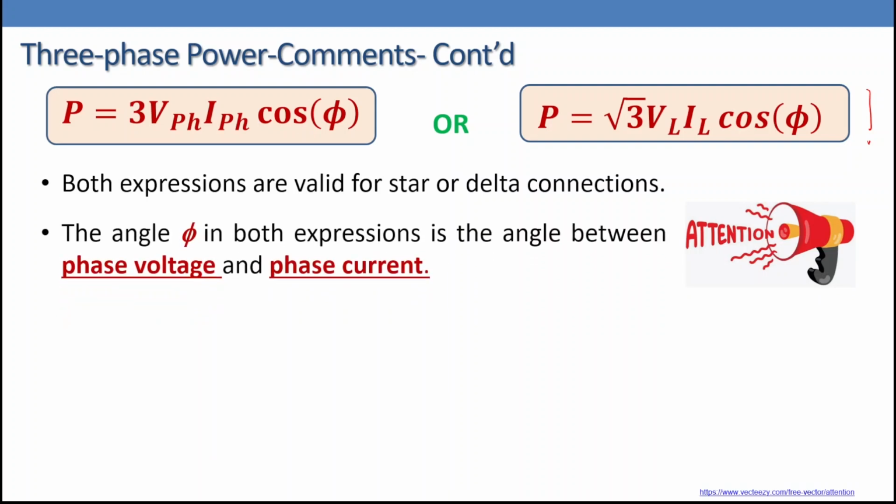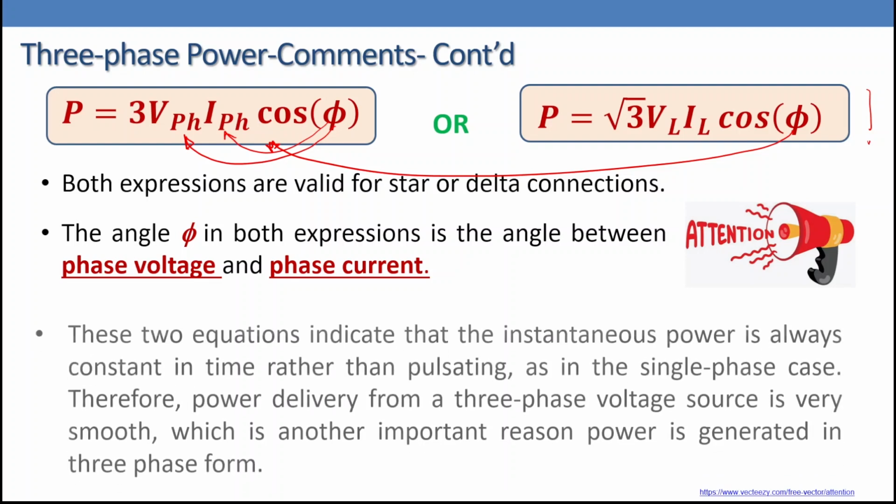The angle phi in both expressions is the angle between phase voltage and phase current, which is delta minus theta. The angle phi in this expression is the angle between phase voltage and phase current, not the angle between line voltage and line current. So in both expressions, the angle phi is the angle between phase voltage and phase current.